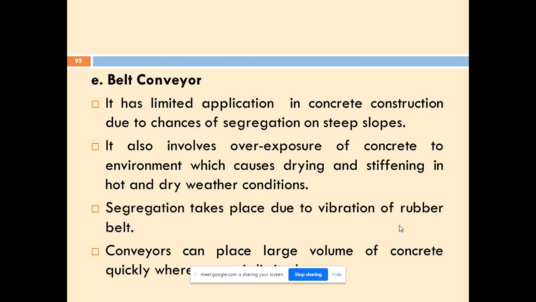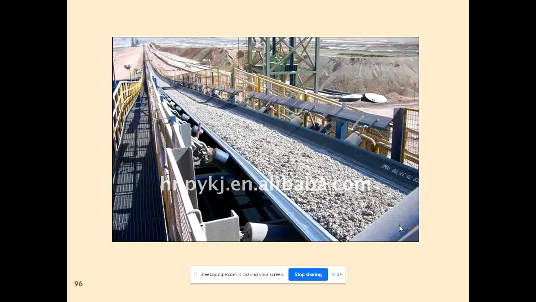Conveyors can place large volumes of concrete quickly. It can be transported very quickly from one place to another, but we have to make sure that the slope of the conveyor belt is not steep. So this is a conveyor belt. You are able to convey the concrete from one place to another, even if the distance is quite long. But we should make sure that the slope is not too steep, and that the concrete is transported homogeneously as a compacted mass, so there is no segregation in it.